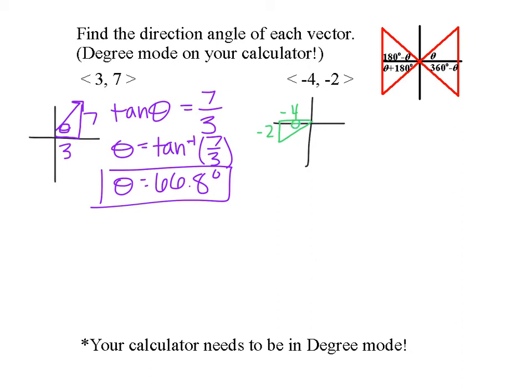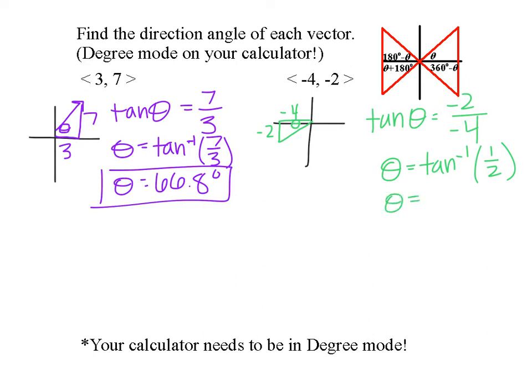And this time we'll use tangent again. So tangent of theta is opposite -2 over adjacent -4. So we are finding the inverse tangent of that, which simplifies down to 1/2. -2 over -4 is positive 1/2. So in your calculator, second inverse tangent of 1/2 is going to give us 26.57. I'll just round it up to 26.6.